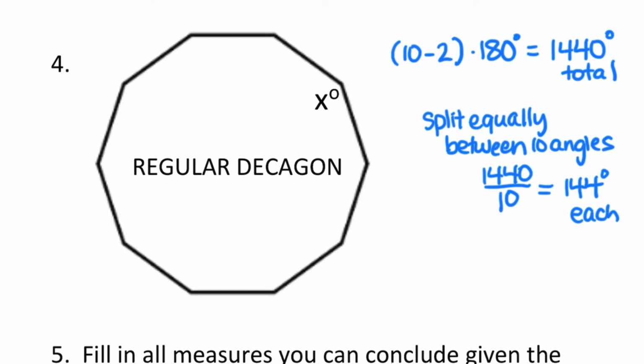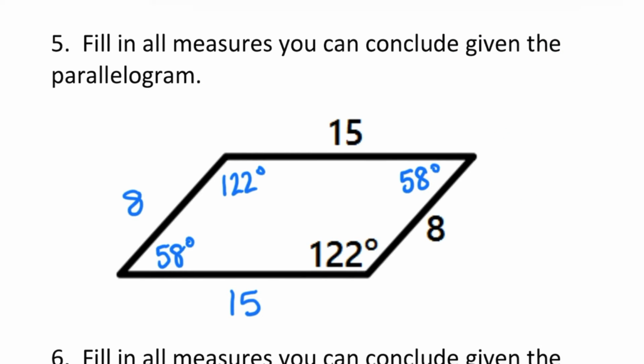Number 4, again, I started out by finding the total of all 10 angles. 10 minus 2 times 180 is 1440 total for all 10. And this time all the angles are equal. It's a regular decagon, so I just took the 1440 divided by 10, and that makes 144 degrees each, so x is 144.